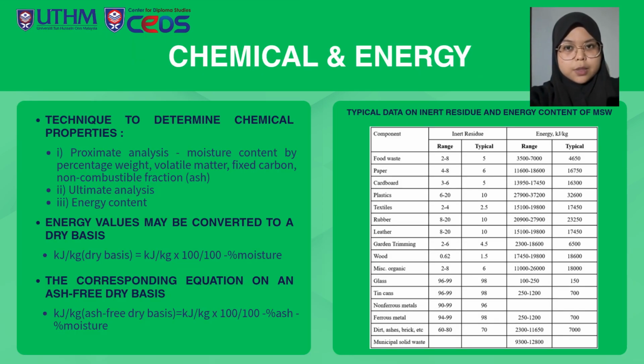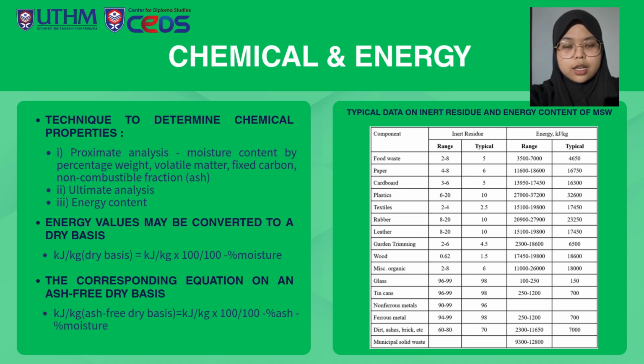For my part, I will explain chemical and energy properties in municipal solid waste, MSW. There are three techniques used to determine the chemical properties. First is proximate analysis, which measures moisture content, volatile matter, fixed carbon, and ash. Second is ultimate analysis, and third is energy content analysis. Next, the energy value can be converted to a dry basis using the formula, which removes the effect of moisture. Another equation is used for ash-free dry basis where both ash and moisture are excluded.